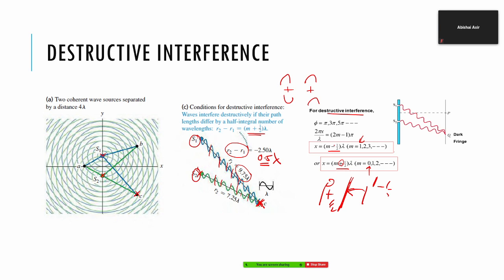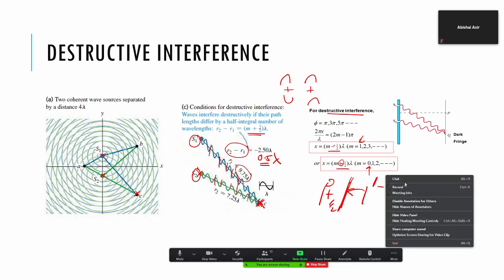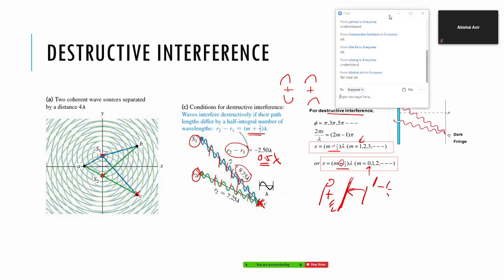Okay, so for destructive interference, you see that it must be half lambda overlap. If you subtract R1 and R2, you have a 0.5 difference. When you have a 0.5 difference, it means that the crest is overlapping with the trough, or the trough is overlapping with the crest. Okay, any question at this point?